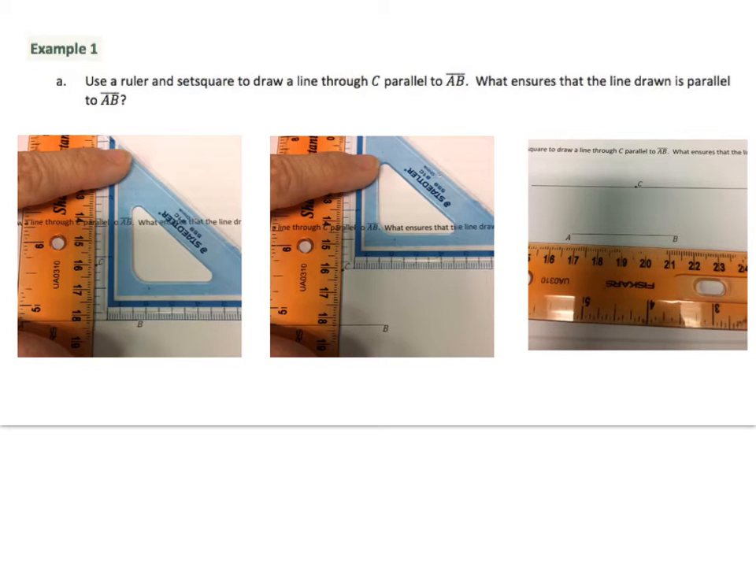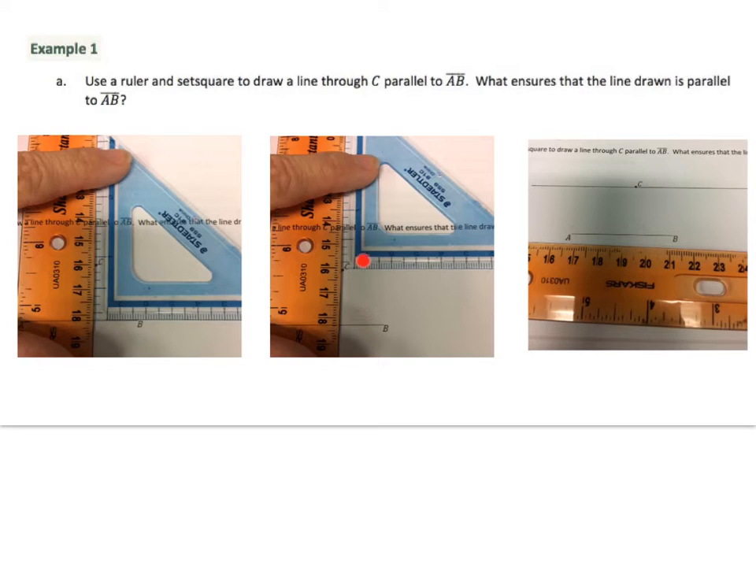So what we do is we have a ruler or a straight edge, and we set our set square, which is a triangle, along segment AB. This set square is lined up right along segment AB. And if you look, right here is point C. So we're using a ruler and a set square to draw a line through C parallel to AB.